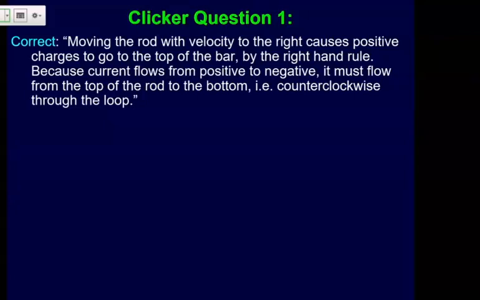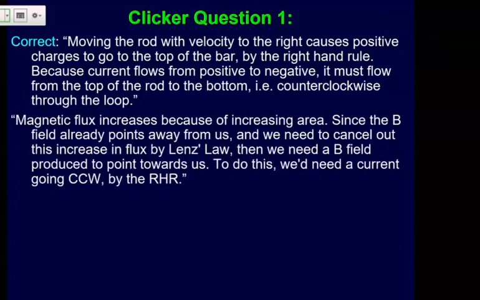So this person was using the motional EMF idea and the right-hand rule to figure out the forces on those charged particles. This person here was using the Lenz's law application. So magnetic flux increases because of increasing area, since the B field already points away from us, and we need to cancel out this increase. To do this, we need a current going counterclockwise by the right-hand rule. So most people who got it right used one of those two.